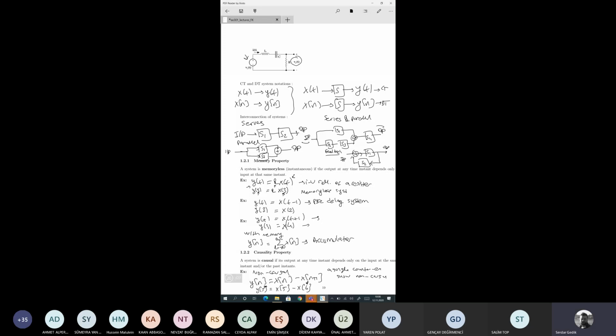Well, as a side note, of course, all memoryless systems are causal. If you have a memoryless system, it means that to find the current output, you need the current input. So it is exactly within the definition of a causal system. So if you have a memoryless system, then it is a causal system.